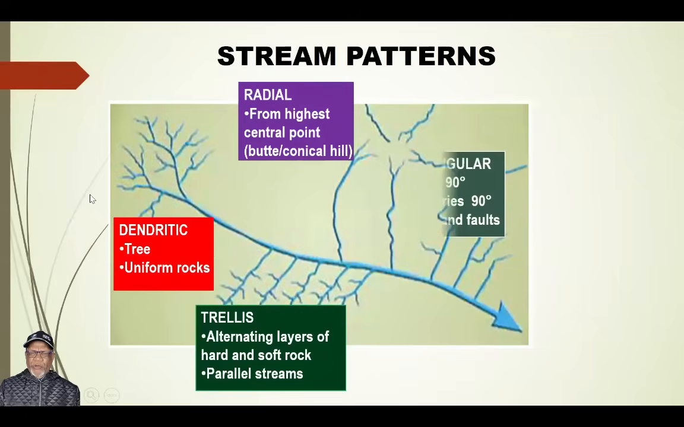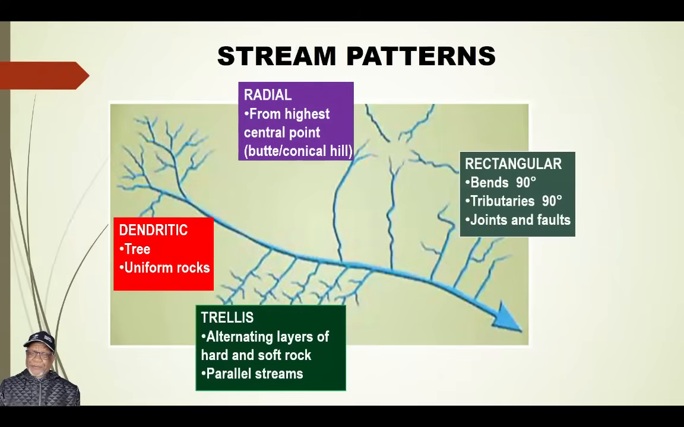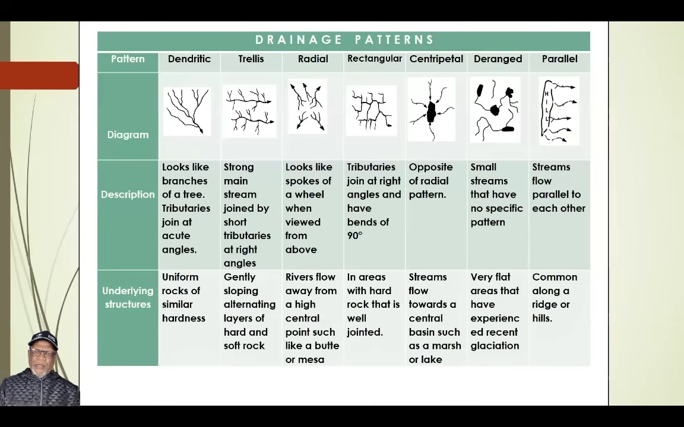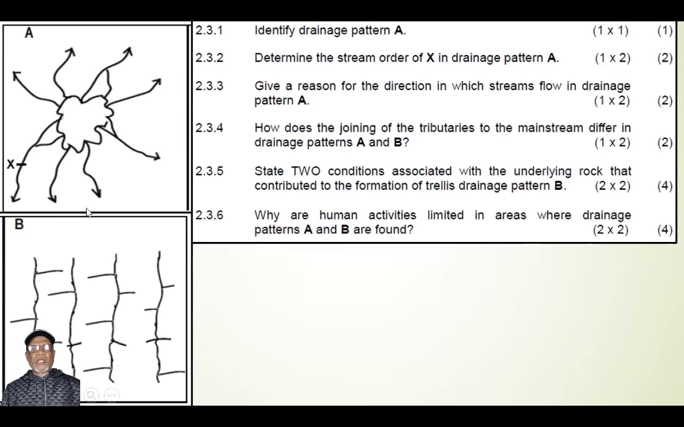Then we have stream patterns. We have studied different patterns. So we have the dendritic pattern. What you should know, you must be able to describe it. You must be able to tell what the underlying rock is. We have the trellis pattern, radial pattern, rectangular pattern, centripetal, deranged, and parallel. So we have different types of drainage patterns. Let's look at a few activities on drainage patterns.